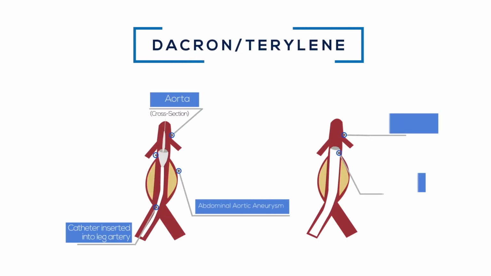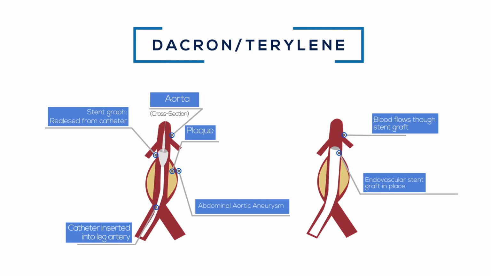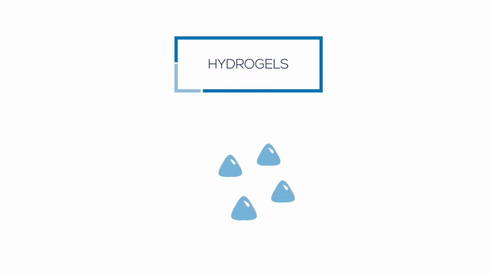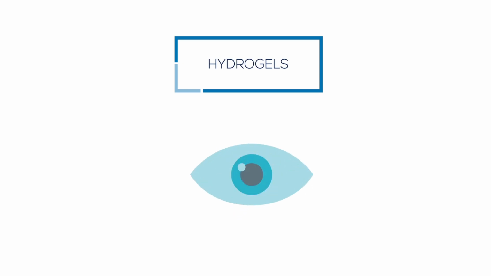Polyethylene terephthalate, or PET, is often used for boat sails, but medical-grade PET, such as Dacron or Terylene, is used for stent covers where flexibility and strength are important. Hydrogel is a soft material which can swell rapidly in water or biological fluids. Hydrogels have been used in ophthalmic devices and drug delivery applications.